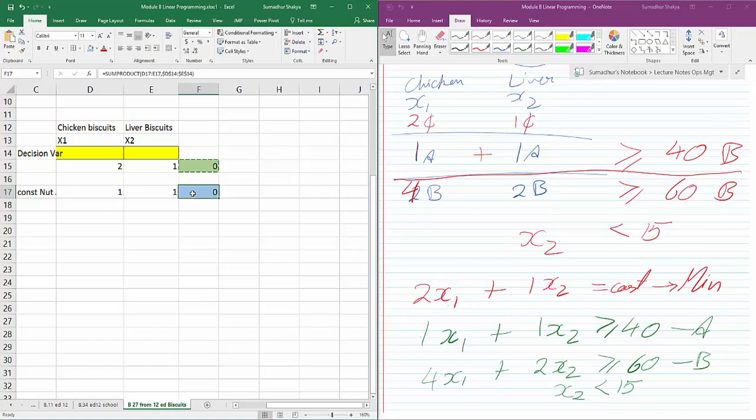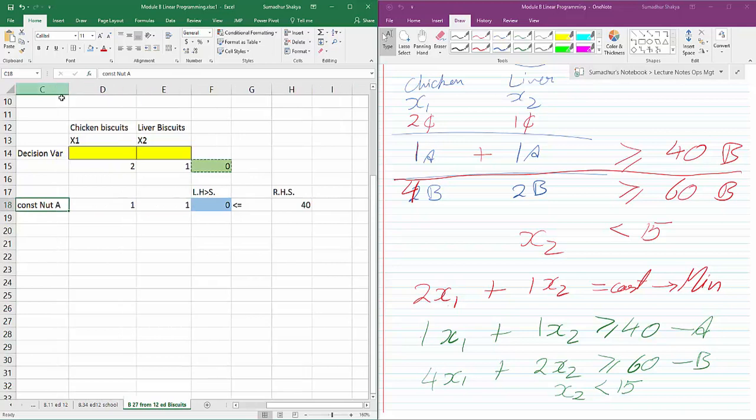Okay, so let me type LHS. This will go in the sensitivity report. As we know, the Excel will try to be smart, and the given right hand side variable is 40. And this time we are given that the total number of nutrition A in a package has to be at least 40. So we are going to use greater than or equals to 40, which we did put down here.